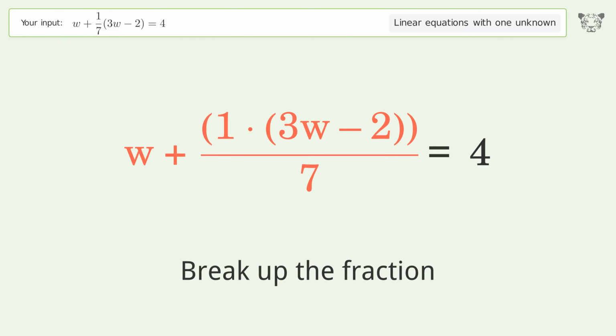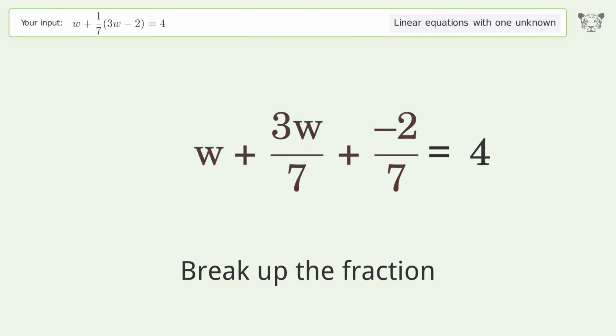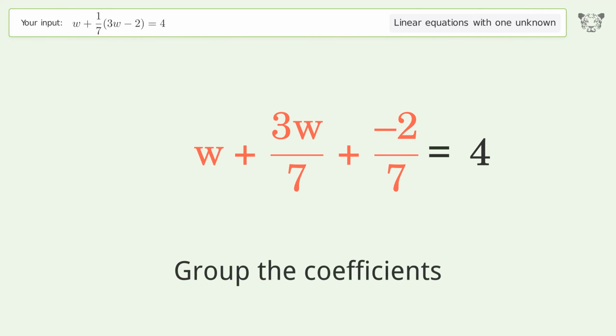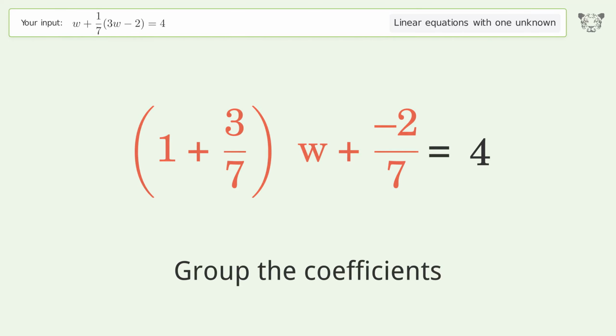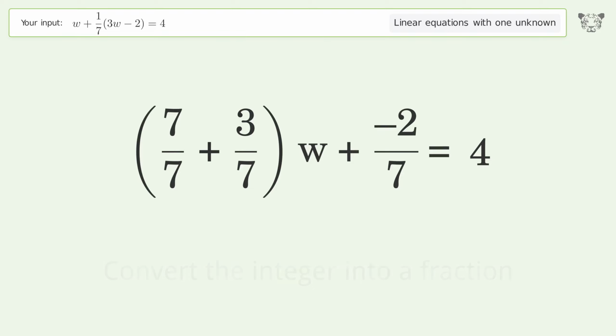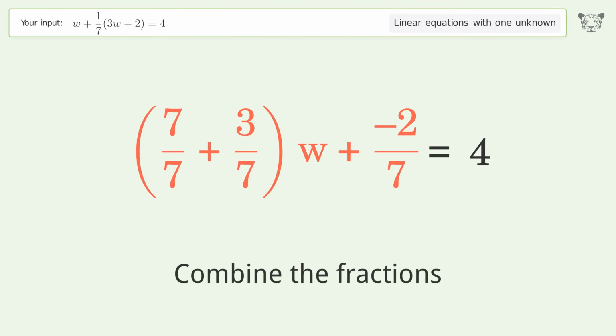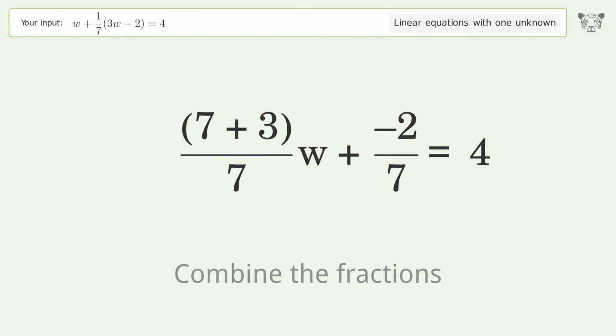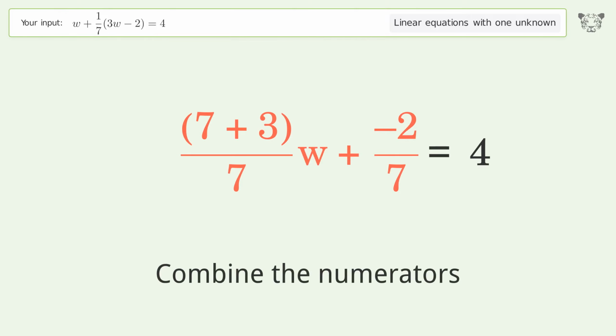Break up the fraction. Group the coefficients. Convert the integer into a fraction. Combine the fractions. Combine the numerators.